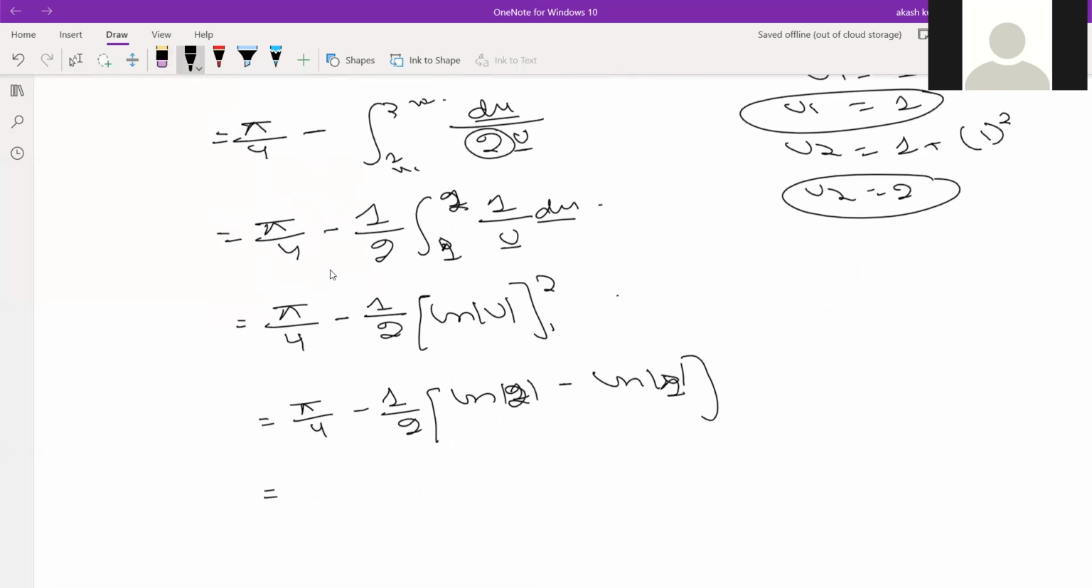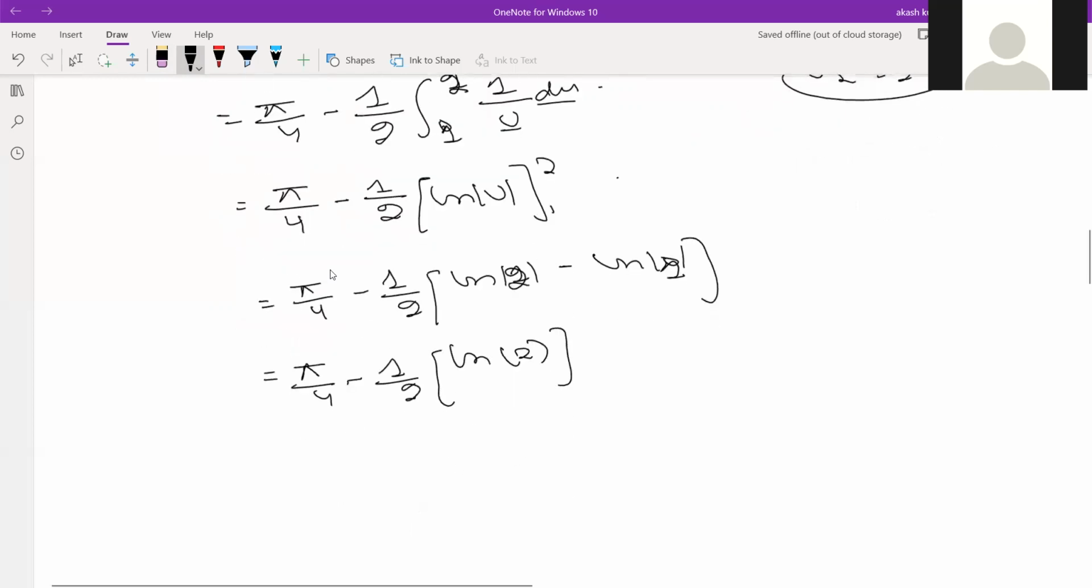And ln 1 is, can you use the calculator and find the value of ln 1? 0. So ln 2 minus 0 is ln 2. So this is the answer: pi by 4 minus ln 2 divided by 2.